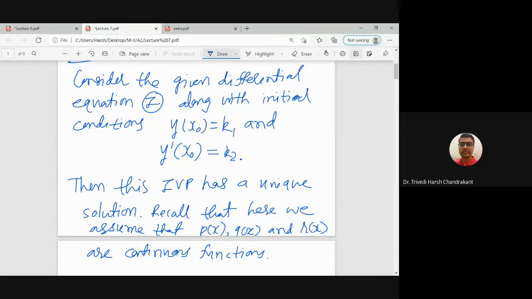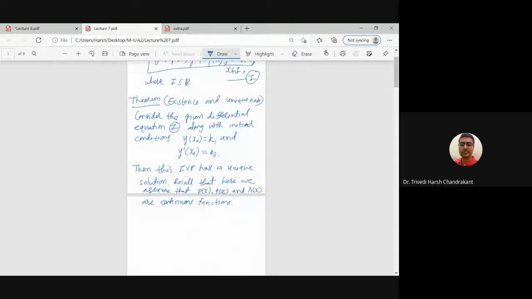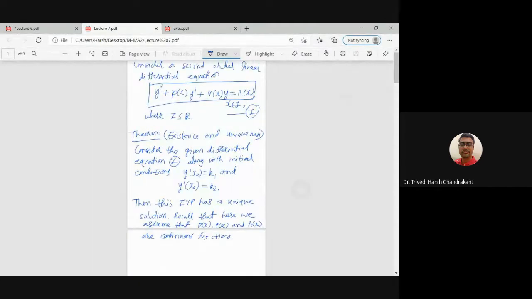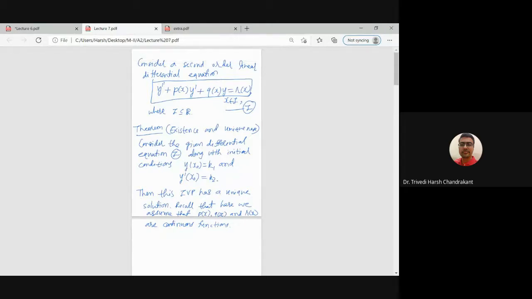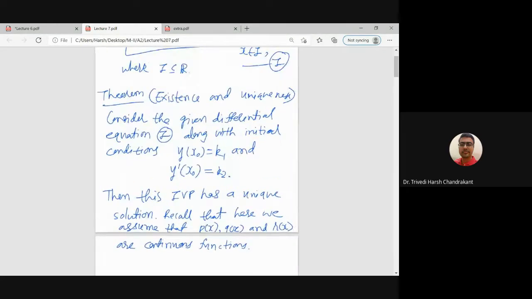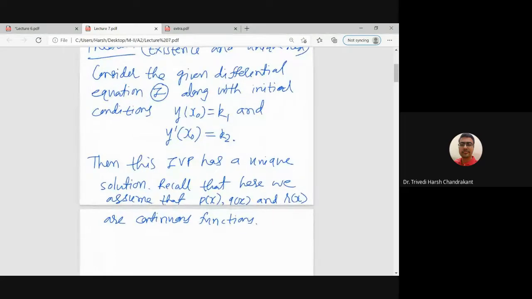Yeah. So this is regarding the existence and uniqueness theorem for the non-homogeneous case. So for the first order linear differential equation, we have assumed a condition in terms of partial derivative for the uniqueness part. But here that condition is not required for the second order case. The only thing required is that these functions p(x), q(x), and r(x) are continuous, basically on the interval I.